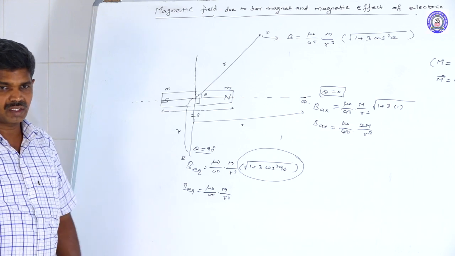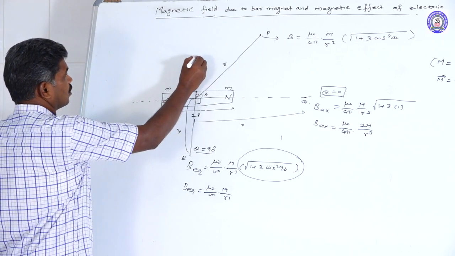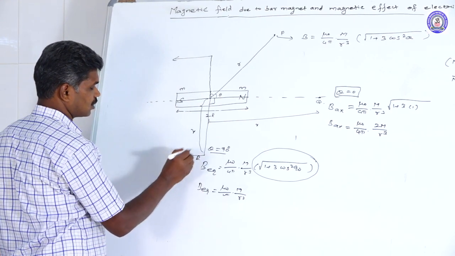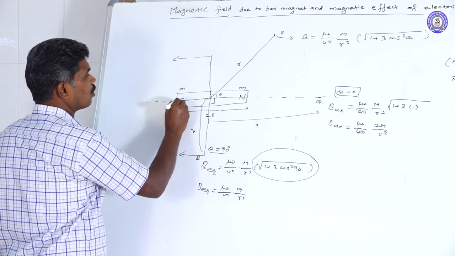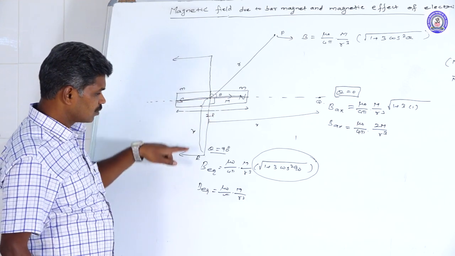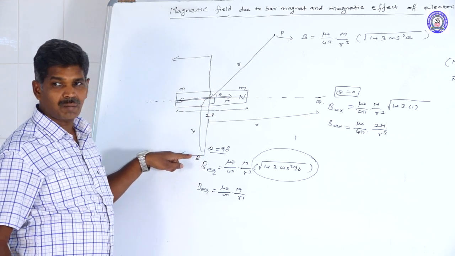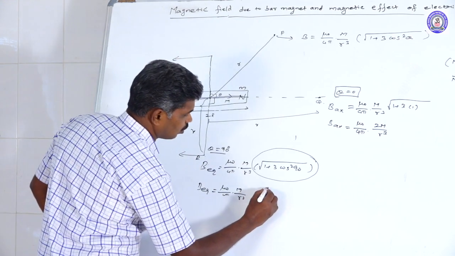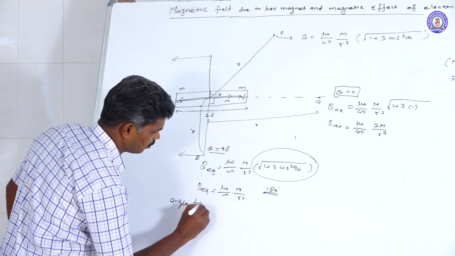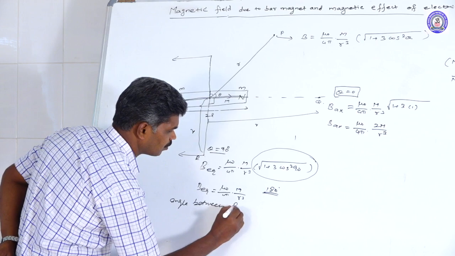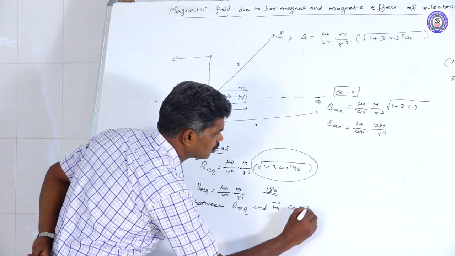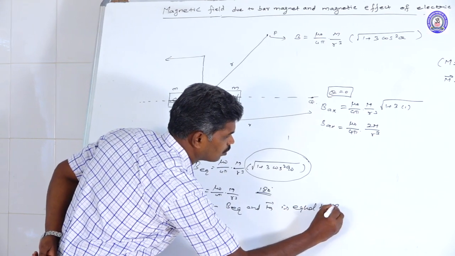In which direction the magnetic field is acting: if you take this point here, it acts in this direction, otherwise here also you can take this direction. So the dipole moment is acting here, capital M. To that dipole moment, the equator line magnetic field at this point makes an angle of 180 degrees. The angle between B equatorial and the m vector is equal to 180 degrees.